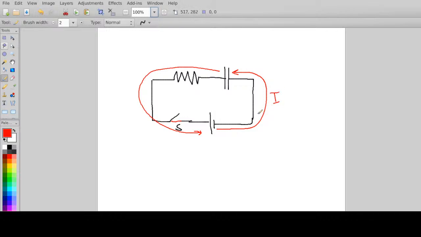But it's a transient current, because as the current starts to flow, it starts to charge up the capacitor, and the capacitor can't charge up to infinity, because the battery just doesn't have the voltage to push all that current, all that charge onto it.